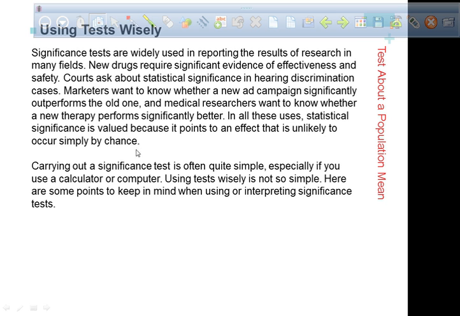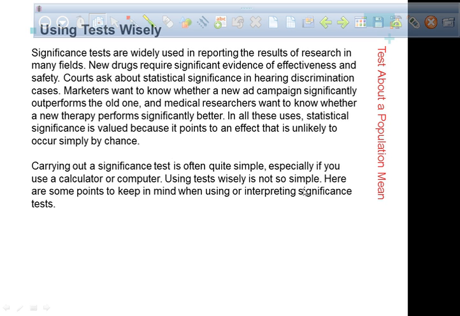In all these uses, statistical significance is valued because it points to an effect that is unlikely to occur just by chance alone, which means that if it didn't occur by chance alone, there's not a very high chance it could have just happened. It means that something caused it to happen, and we conclude that whatever we implemented into the study is what caused it. Carrying out a significance test is often quite simple, especially if you use a calculator or computer. Remember, I showed you can run it all in the calculator from beginning to end.